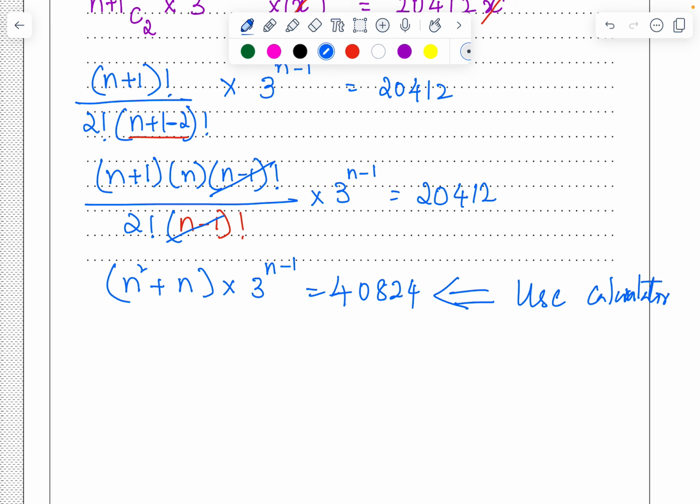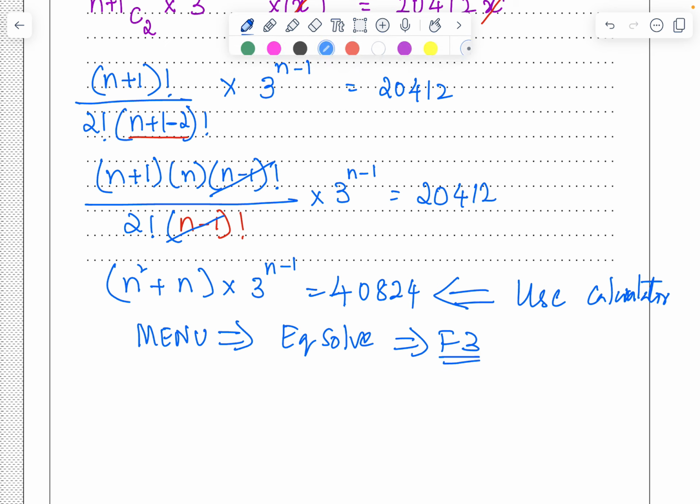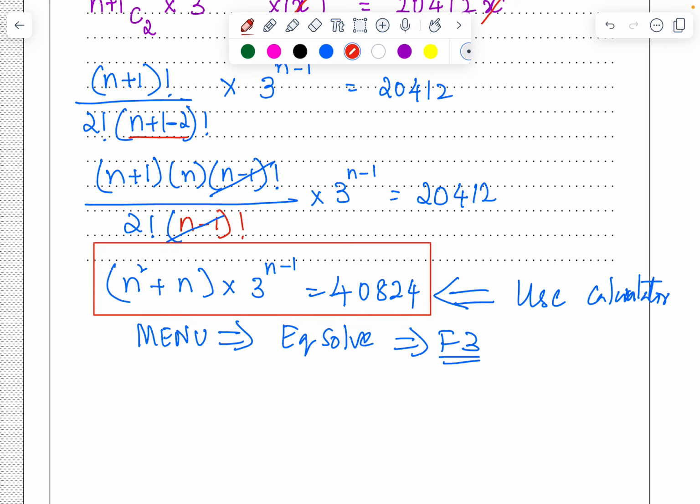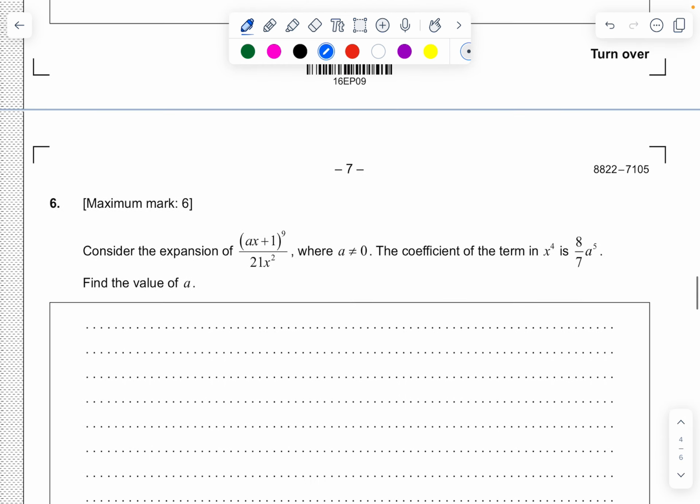How do we use calculator? We go to the menu, and in the menu you can choose the equation solver, and then from there equation solver and press F3. So put this equation into the calculator, and you will get n equal to 7. So the answer is n equal to 7. Let's go to the next question.